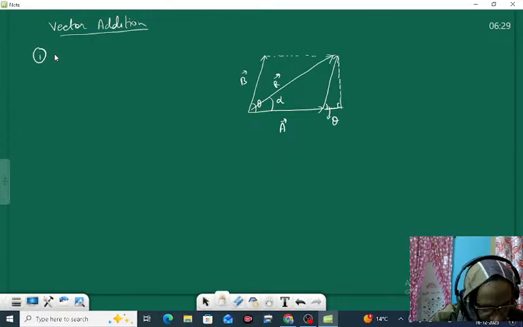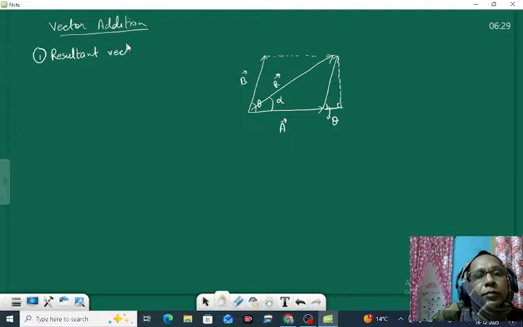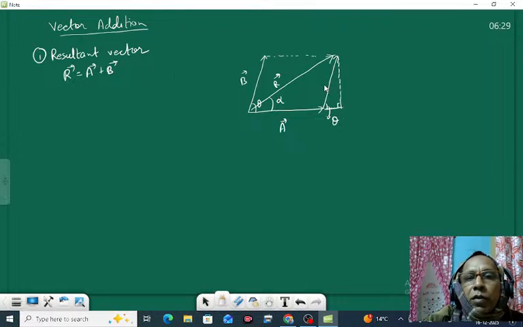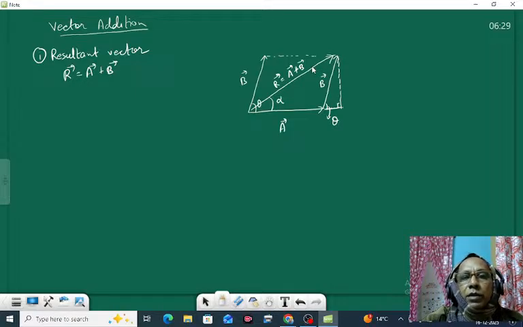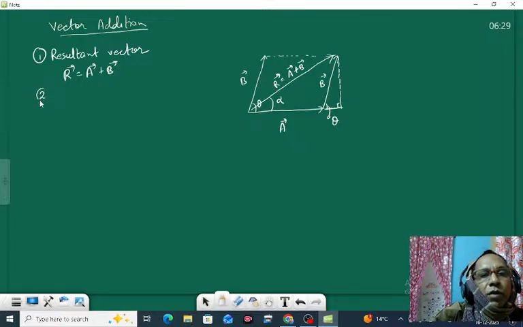One is we get the resultant vector, capital R vector, equal to A vector plus B vector, right? According to the parallelogram law, this is A vector, this is B vector. So this R vector will be vector A plus vector B. We know this one, that according to the parallelogram law of vector addition, the diagonal of the parallelogram gives the resultant of the vectors, right? Not only that, we have number 2, the second one is the law of cosines.